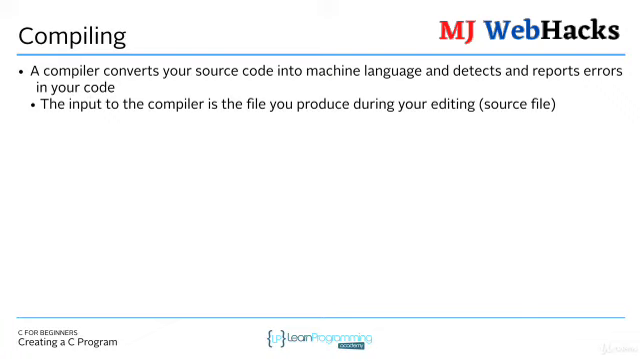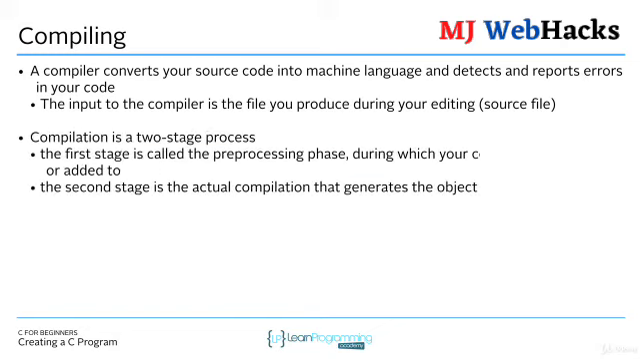Compiling, we know what a compiler does. It takes that high-level language code and converts it to machine language, and it also detects and finds errors in your code. After you edit your code, you're going to run the compiler. The input to the compiler is going to be all of your source code, all of your .c files, everything that you're editing. Again, a C program can have many source files, but the input to the compiler are these source files.